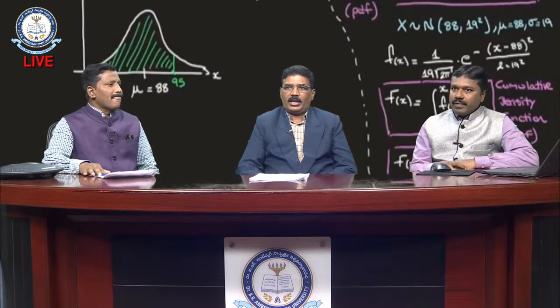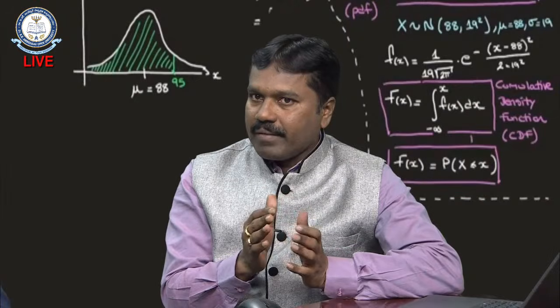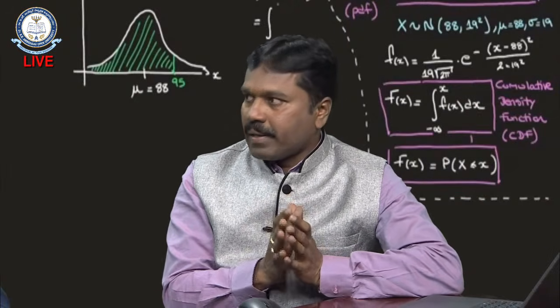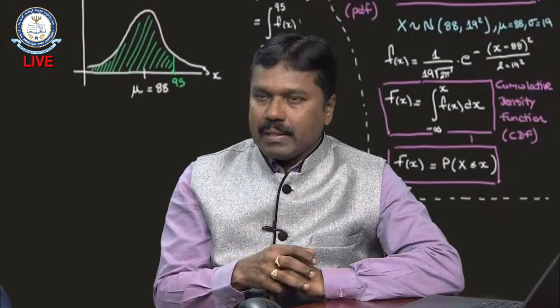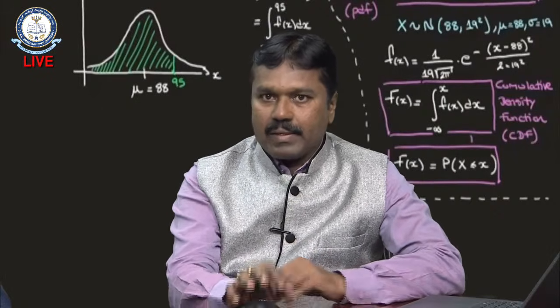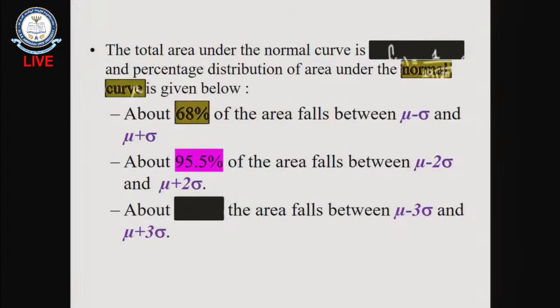Before that, I will briefly explain once again what the normal probability curve is, with diagrammatic representation in the upcoming slides. The total area under the normal curve is equal to unity, as we just discussed. The total probability is 1, divided into two parts at z equal to 0. The percentage distribution of area under the normal curve is given below.